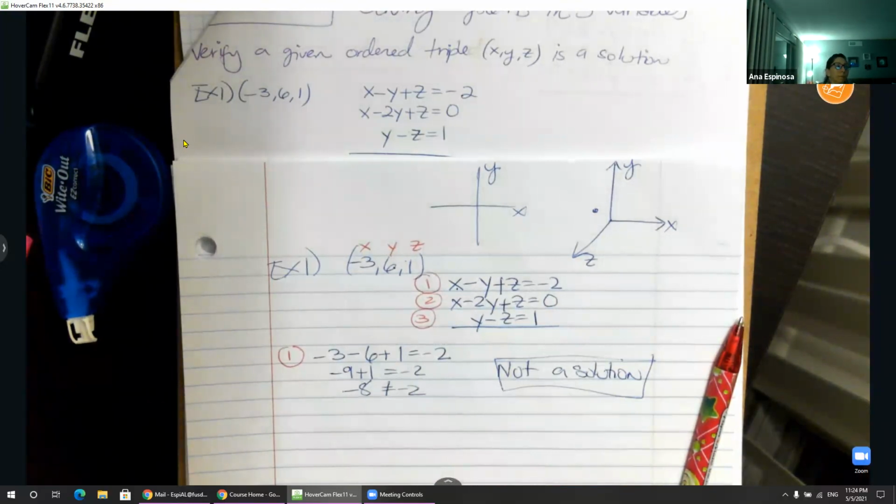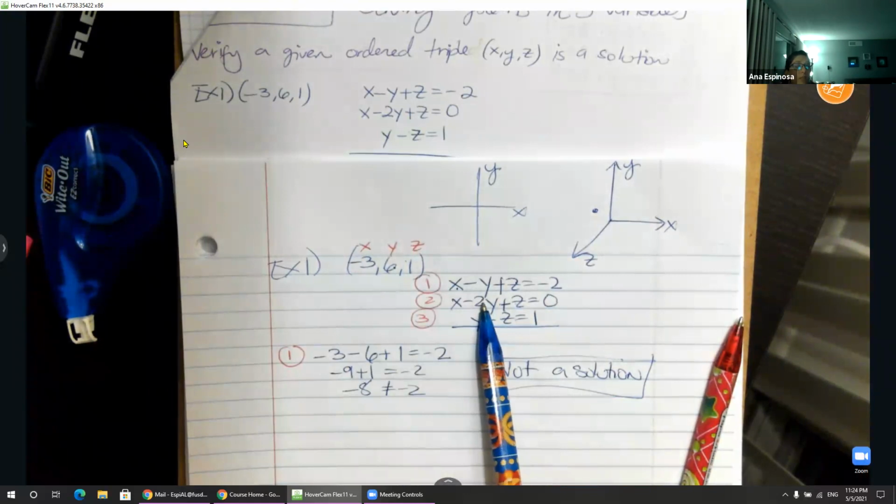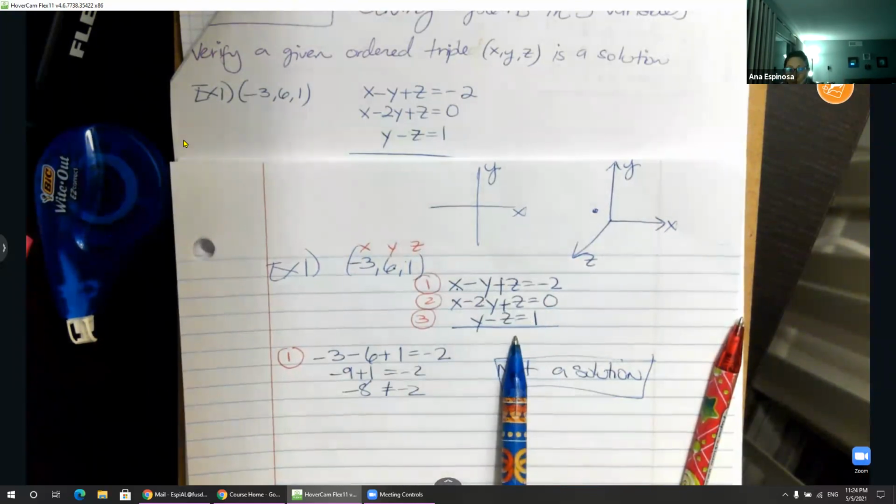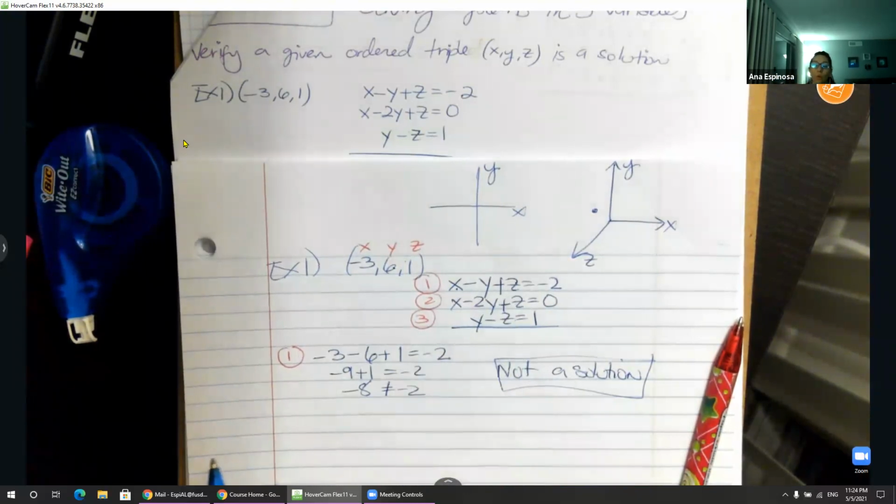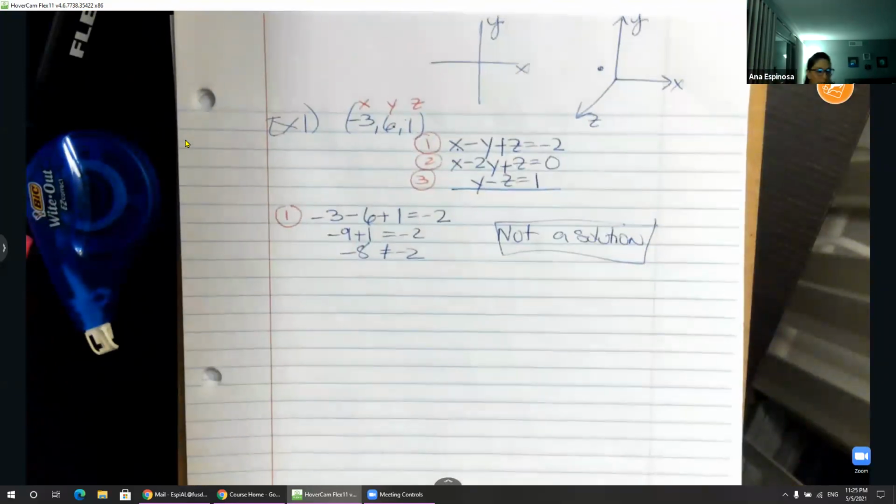Okay, but I didn't have to test it in all three of them. But if it was a yes, then I'd have to test it on the second one. If it's a yes, then I have to test it on the third one. If it's a yes, then it's a solution. If any of those give you a no, it means it's not a solution. Okay, that's fairly easy. I don't want to waste my time going into more of those problems.